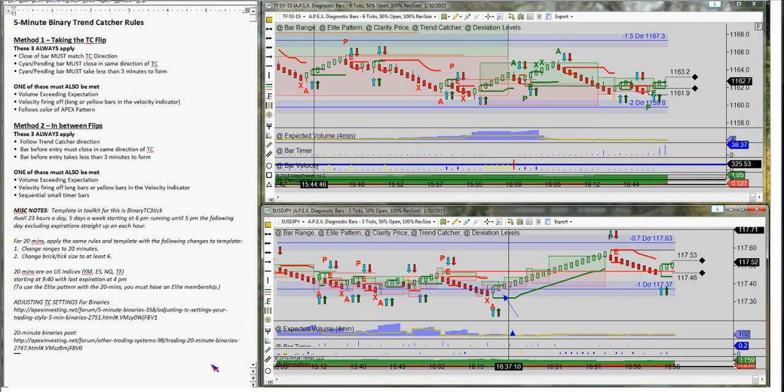Can you do oil, not on a 5-minute, not on a 20? No, you cannot. Those are the 20 minutes, or it's just those 4 pairs of Forex that I put in the Elite Room every day on my charts.